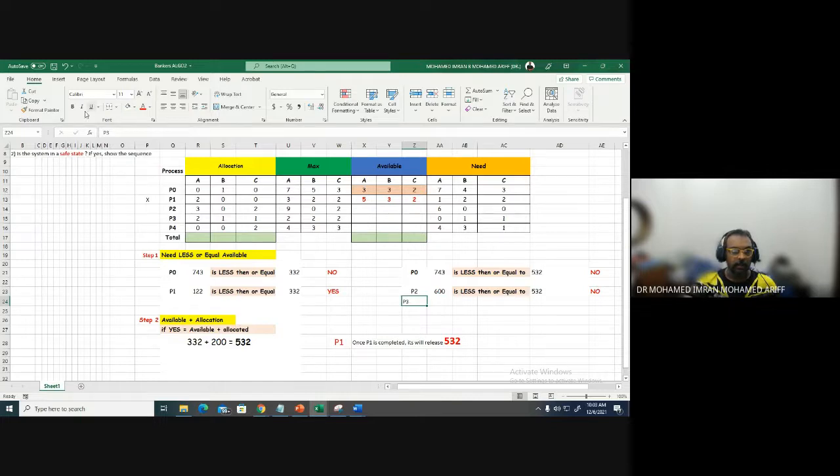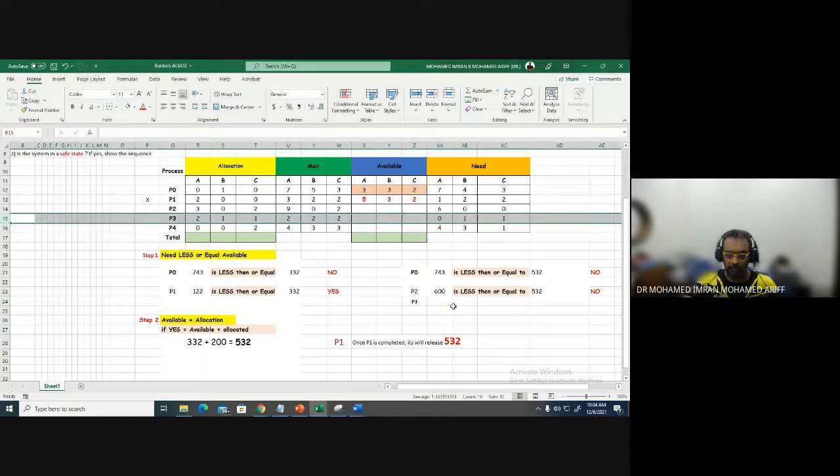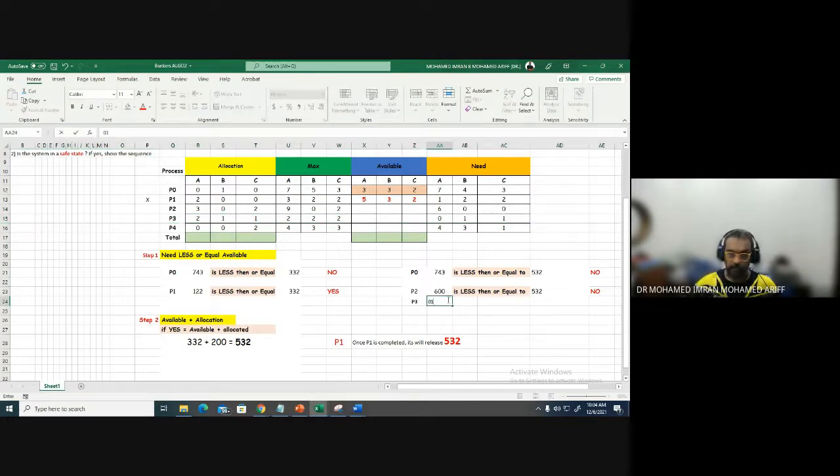P3 needs 011. Is it less or equal to 532? Yes. Boleh pakai. So, meaning kita jump to step number 2. Okay, step number 2. We jump to step number 2.